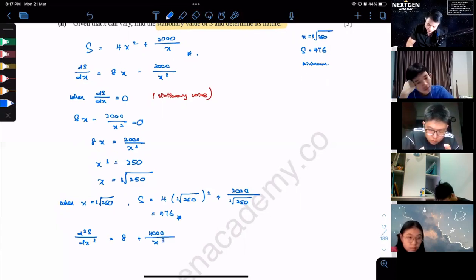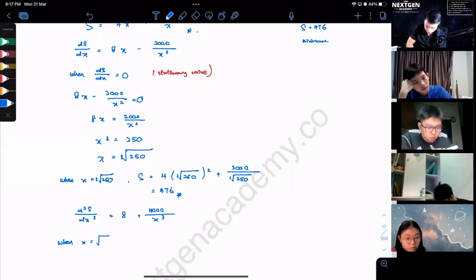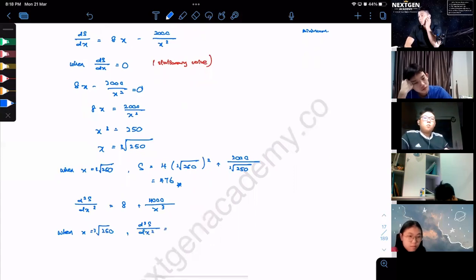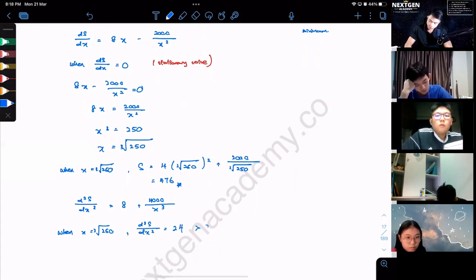Then I substitute x, it's always substituting x inside, because I cannot substitute s. When x equals cube root 250, d square s over dx square, I just write the value. You all should get 24, right? 24, which is more than 0.